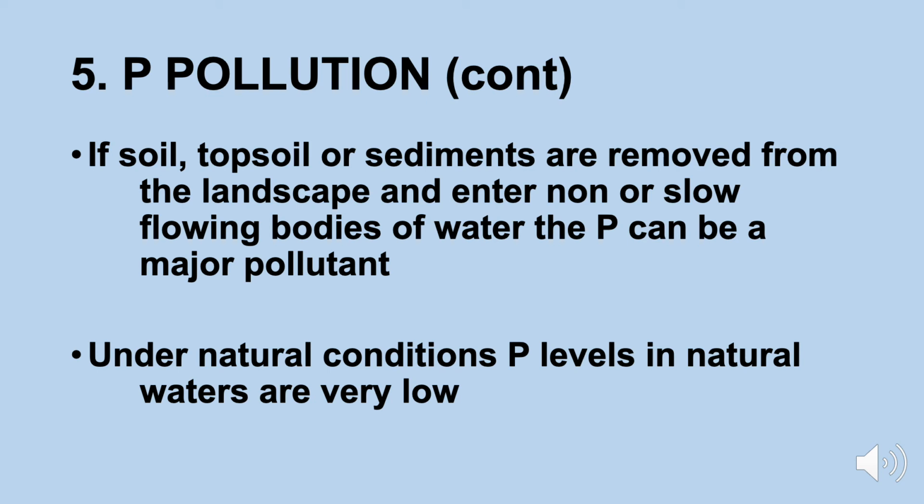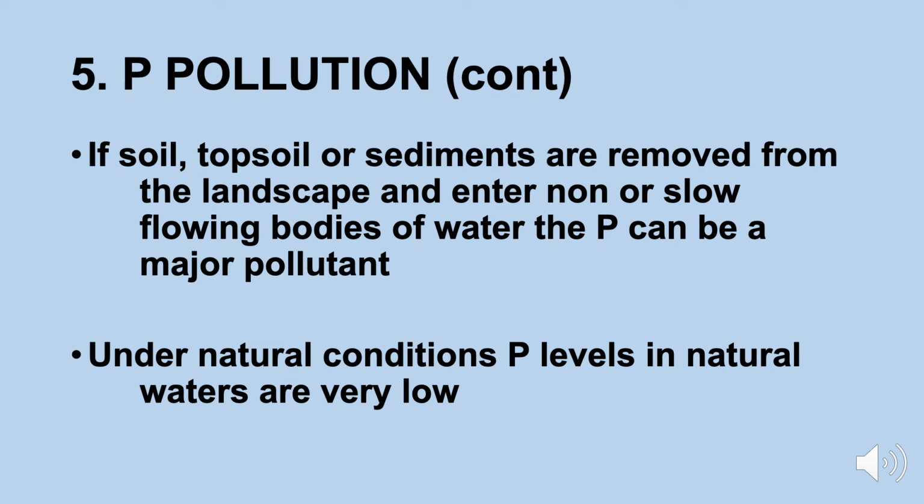So if we put phosphorus in non or slow-flowing bodies of water, such as Lake Coeur d'Alene, phosphorus can be a major pollutant. Again, under natural conditions, phosphorus levels in waters are very low. However, around the shore of Lake Coeur d'Alene, we have all these human activities that disturb soils, and if the soils wash into the lake, we are starting to add phosphorus. Phosphorus will promote plant growth in the lake.